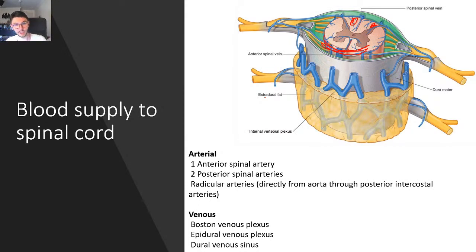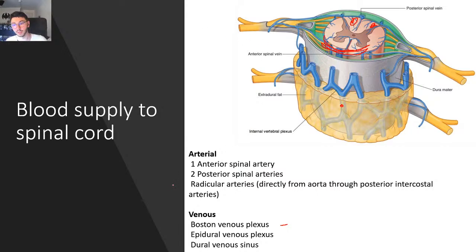The key thing here is no valves, and there's a connection. So cancers can get lodged in here. And if you have no valves, that means they can just get lodged there and stay there and grow. So metastases are very important in the Batson venous plexus. The epidural venous plexus is contained within the epidural space, and that will be somewhere here.